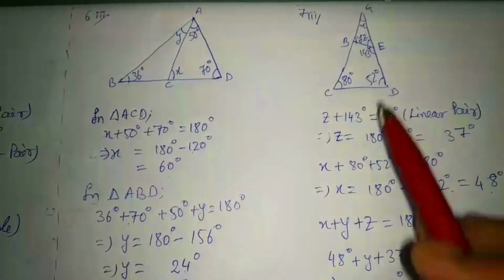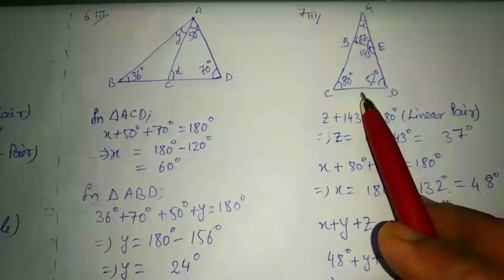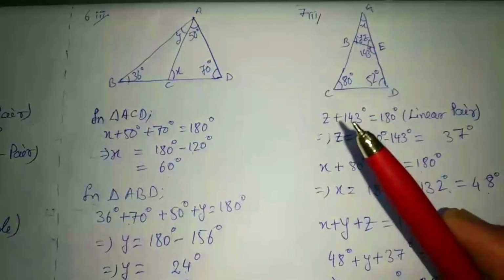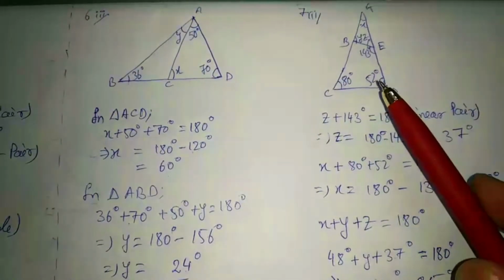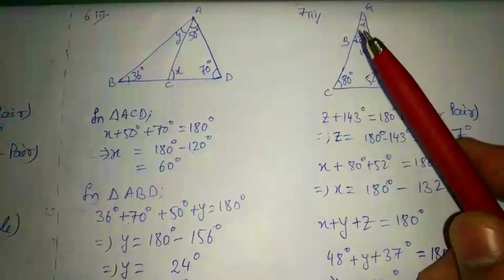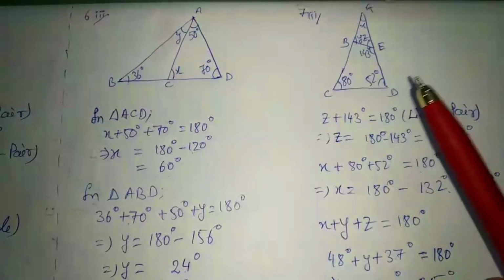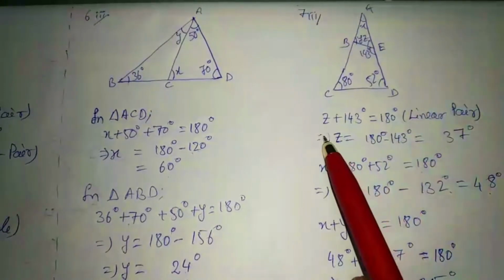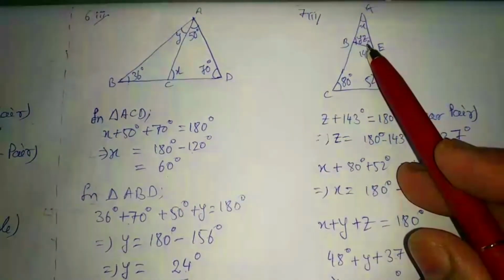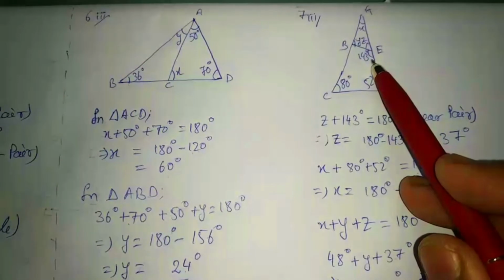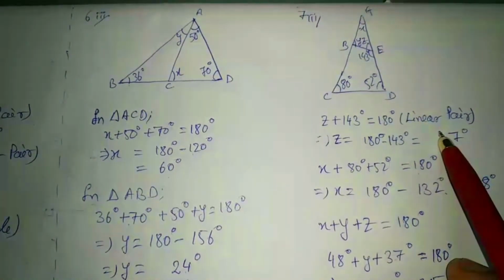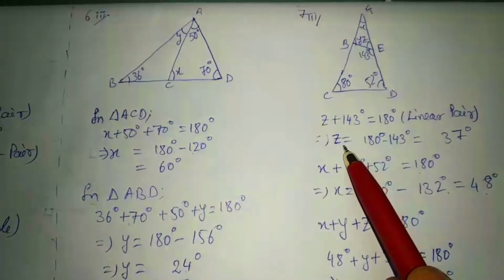Now come to this question. In this question you have to find the value of x, y, z. Now what you can do, you can name the point as I have given A, B, C, D, E. Okay, it will be easier for you to identify the points or angles. So first I will find the value of z. As you can see, z plus 143 is equal to 180 degree. Why? A linear pair. So we can find the value of z.